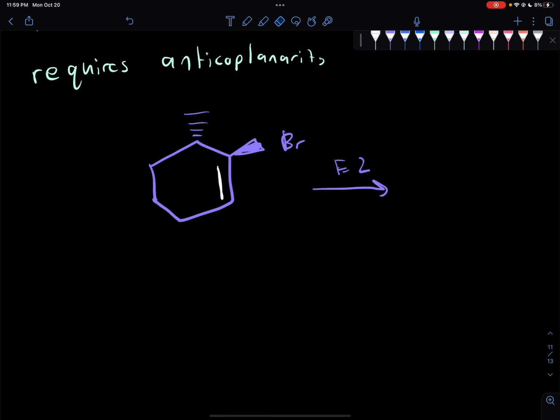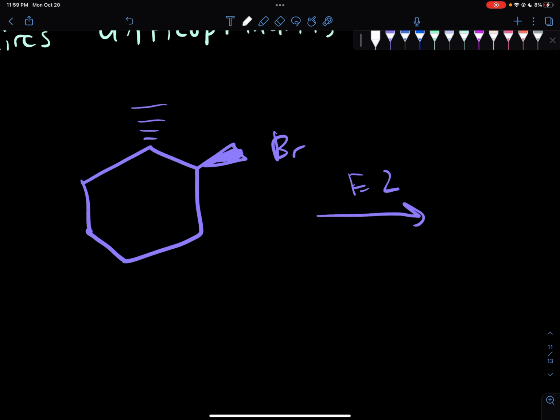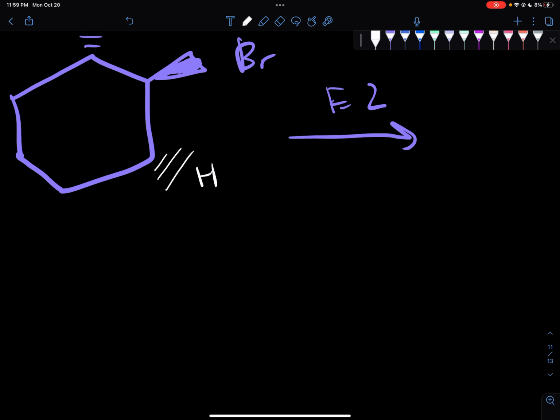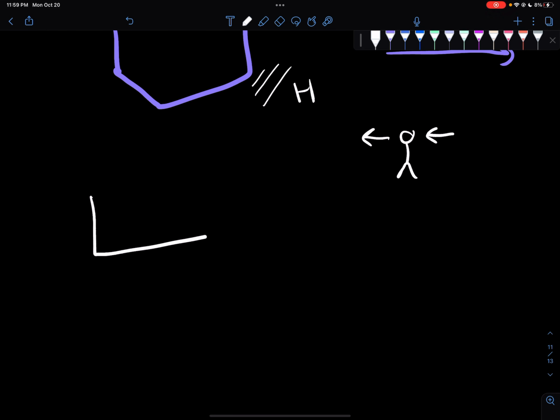But the thing is, this is not going to occur because E2 is a one-step reaction. It's concerted, and so it requires something called anti-coplanar, which just means opposite sides of the same plane. For example, if my leaving group is on a wedge, the H I'm extracting should be on a dash. A wedge is pointing towards me, and a dash is pointing away from me, so they're on the same plane, but opposite sides.